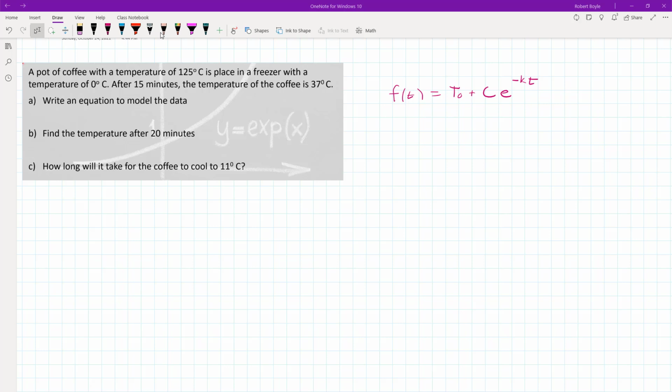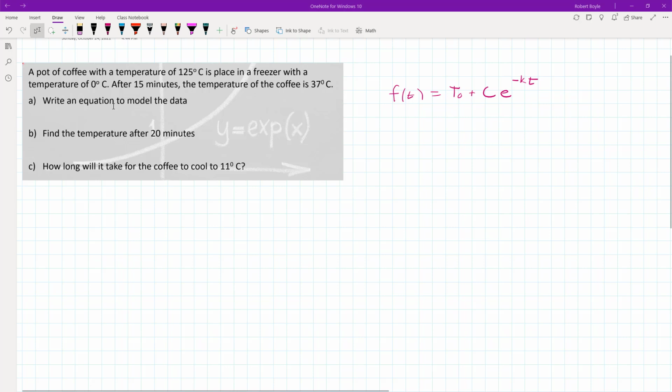Okay, so here we are back in OneNote, and this is what we have. We have that a pot of coffee with a temperature of 125 degrees is placed in a freezer with a temperature of 0 degrees Celsius, which is actually not very cold for a freezer since that's basically the freezing temperature. After 15 minutes, the temperature of the coffee is reduced to 37 degrees Celsius. And we want to use this information to write an equation for the model. And we can do that.